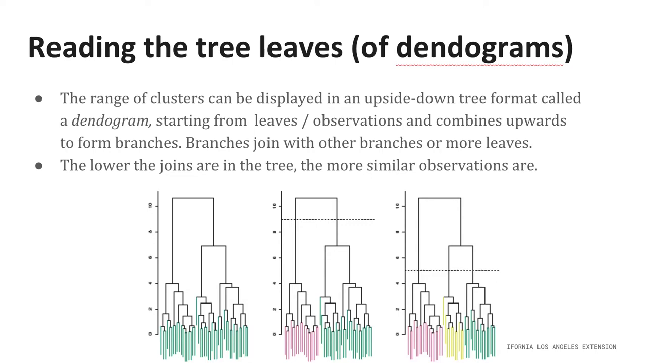So the lower that join occurs towards the bottom of the chart, the more similar observations are. And depending on where you cut the branches, that's how many clusters you have. So on the left, you don't cut it at all, so everything is green. In the middle, you cut across horizontally, there's 2 cuts, so you end up with 2 clusters. You have the pink and the green. And then on the right, you cut it further down, and there's 3 cuts across the tree, so then you end up with 3 clusters. And you can see that yellow and green are a little more similar than pink.